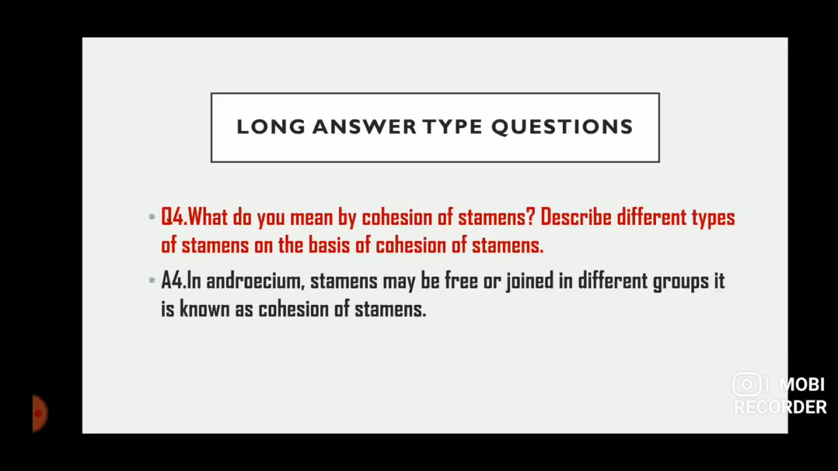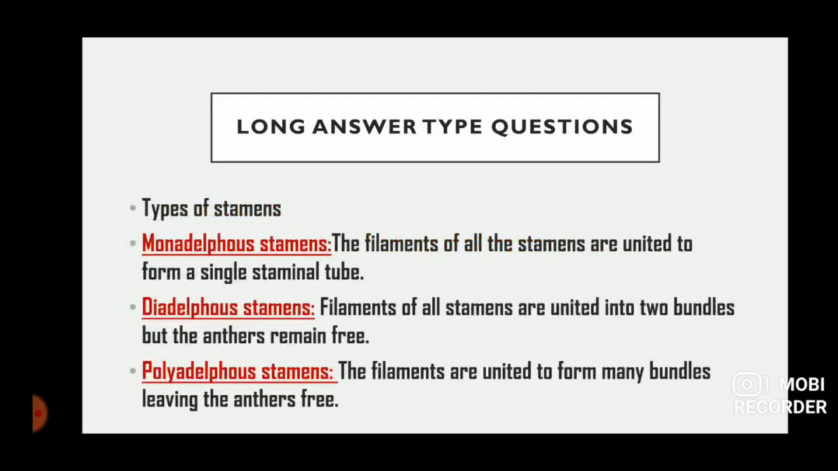Answer 4: in androecium, stamens may be free or joined in different groups. It is known as cohesion of stamens. Types of stamen: monoadelphous stamens. The filaments of all these stamens are united to form a single staminal tube. Second, diadelphous stamens. Filaments of all the stamens are united into two bundles but the anthers remain free. Third is polyadelphous stamens. The filaments are united to form many bundles, leaving the anthers free.